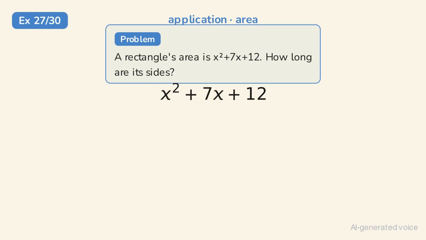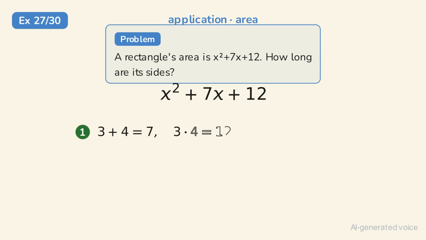Now here come the word problems where factoring is actually useful. Let's start with geometry. A rectangle's area is x squared plus 7x plus 12. And the question is, how long are its sides? The key is to remember that a rectangle's area is length times width. That is, a product. So if we factor the area, we get the two sides directly.